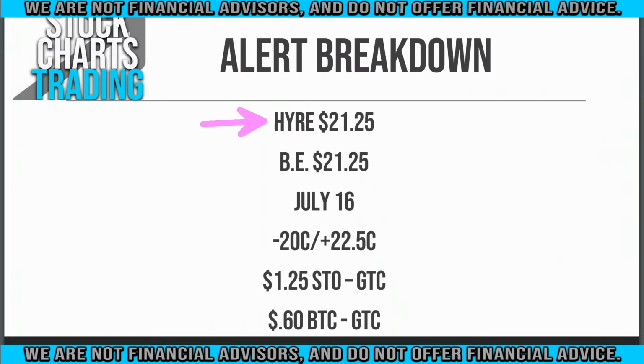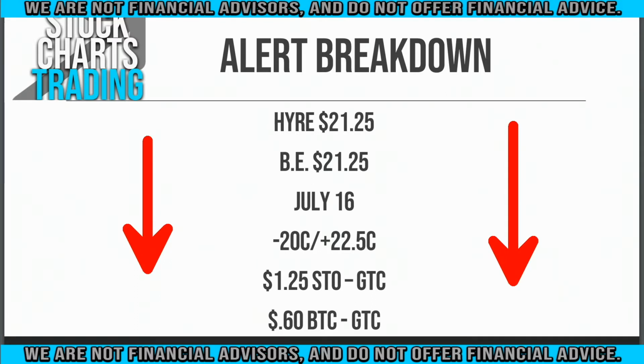When you see the alert, HYRE, that's obviously the ticker. Next, you'll see the price of the stock when we put out the alert. After that, you'll see BE, which stands for break even. That means we want the price of the stock to stay under $21.25 by expiration, and we'll be able to collect our profit. It does not mean that price cannot go over this before July 16th. It just means at July 16th, it cannot be above it.